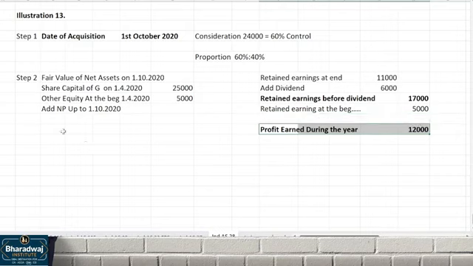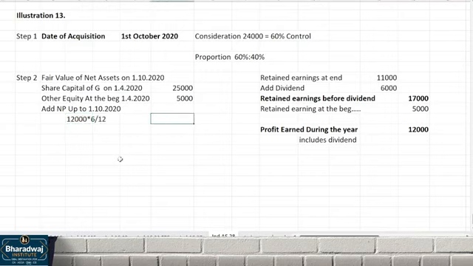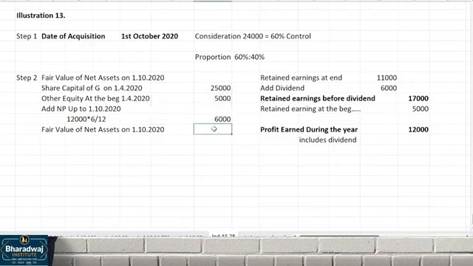In this 12,000 of net profit, this includes dividend. So we take 12,000 into 6 by 12, which is 6,000. This will give us the fair value of net assets on 1/10/2020. Take it up, then we'll proceed. I request you to take it up in our method.